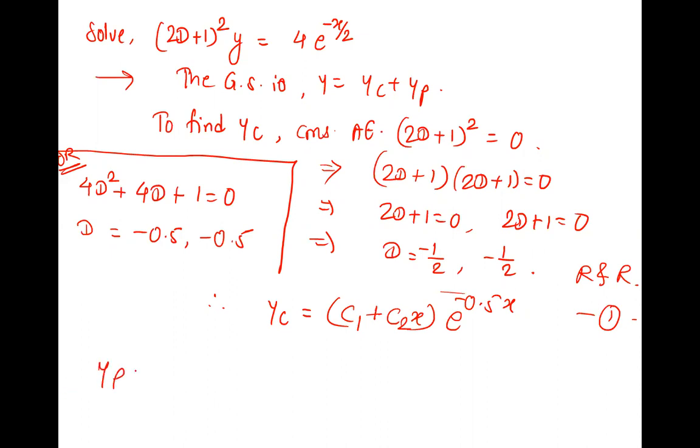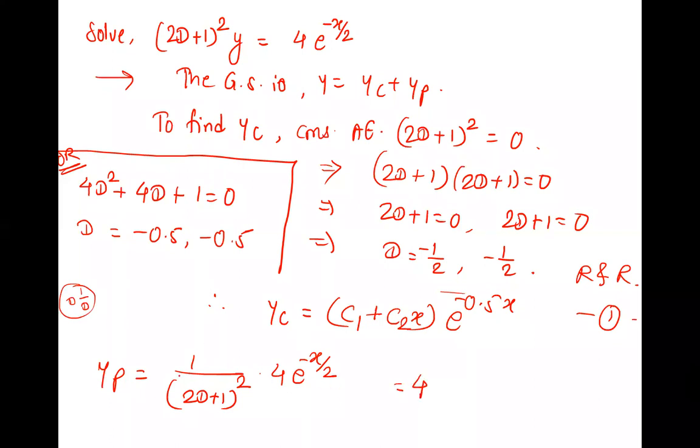Now we go to YP. YP is 1 upon 5D. This should be in denominator 2D plus 1 square into function on right hand side. It is 4 e raised to minus x by 2. Now this 4 is in multiplication and acts as a constant. Can we take out? Yes, we can take out, as 1 upon D is nothing but integration. So from derivative and integration, we can take out constant.